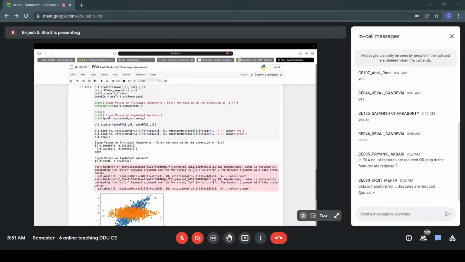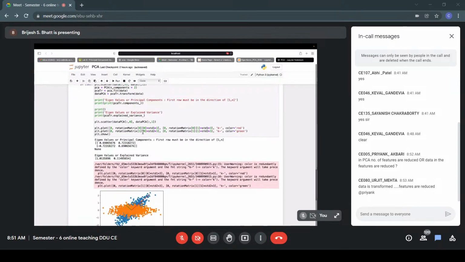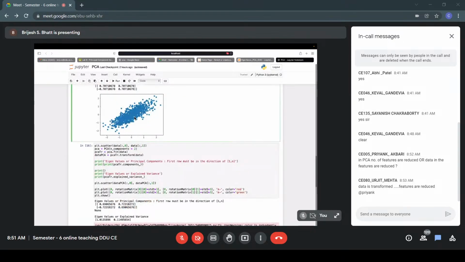So this is the first part, the basic PCA. And then on this same random data, that blue color data, the diagram which is on your screen, we have again done the same process of finding the principal components by calling the functions PCA fit and PCA transform. And then we try to print the data points.